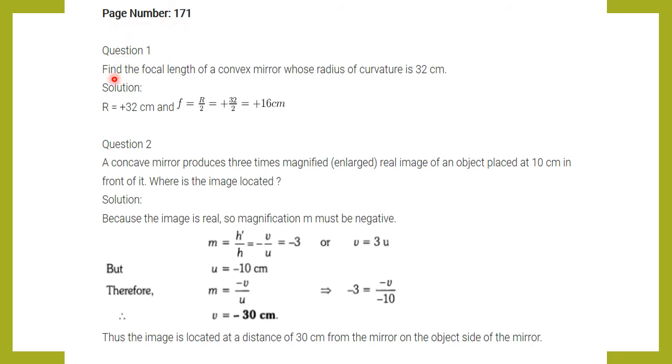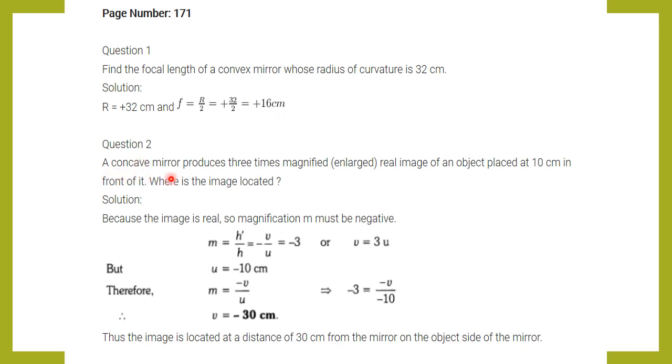See, first question. Find the focal length of a convex mirror whose radius of curvature is 32 centimeters. Yesterday we have studied radius of curvature, right? So radius of curvature R is equal to 2f. So R is given as plus 32 and f is R upon 2. So 32 upon 2 is 16 centimeters.